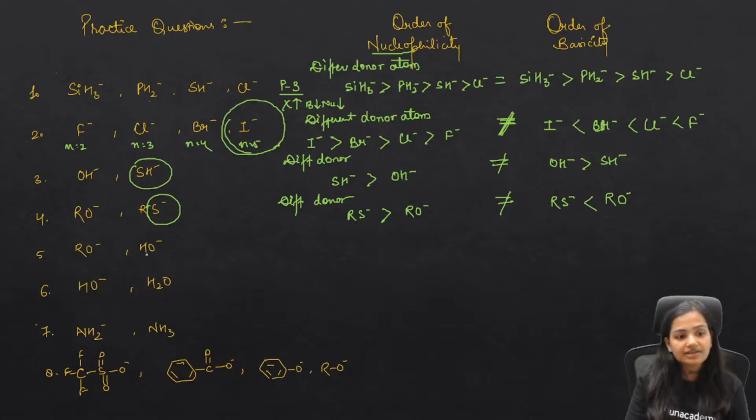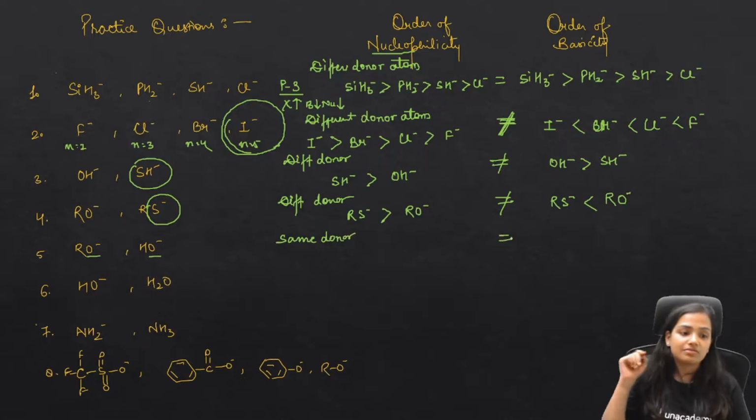Now we have another example. This is RO negative, this is HO negative. Here this is also O negative, meaning same donor atoms. So when we have the same donor, what do we understand? The order will remain the same. So ultimately, what will be the order of basicity and nucleophilicity?